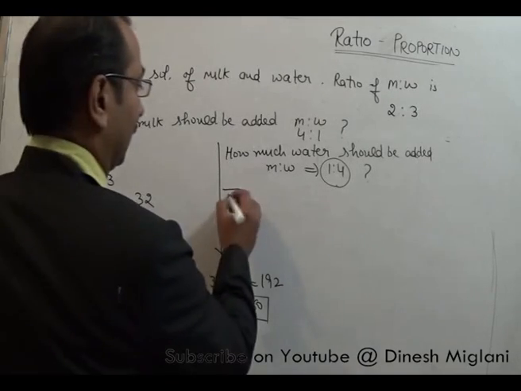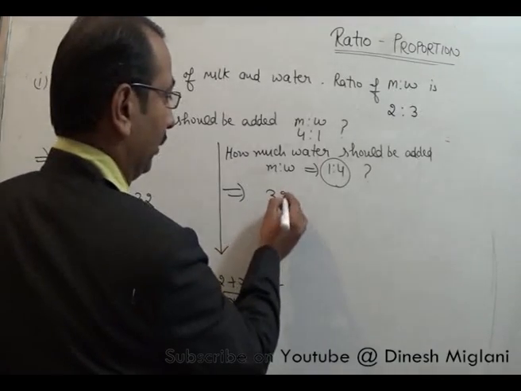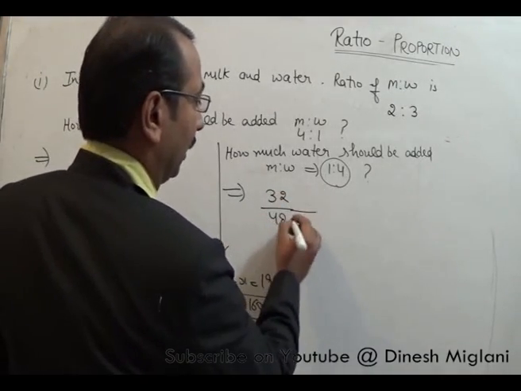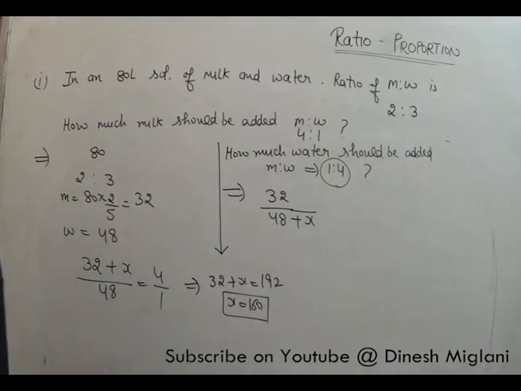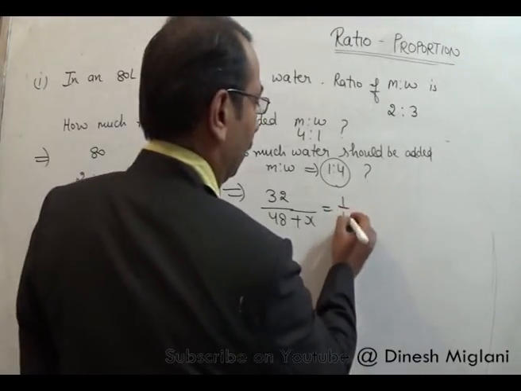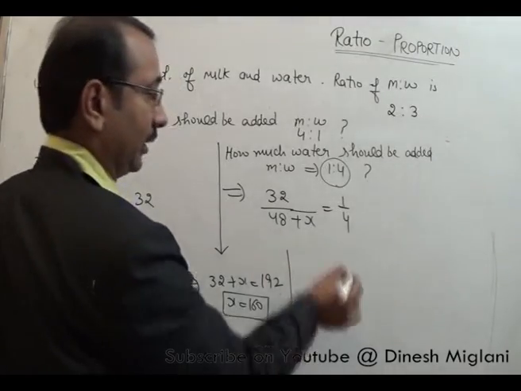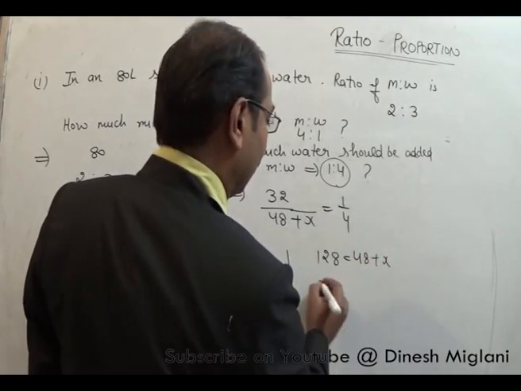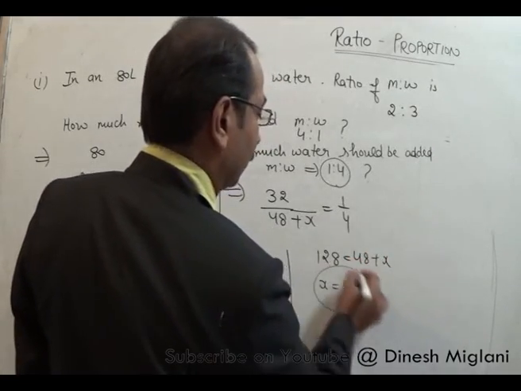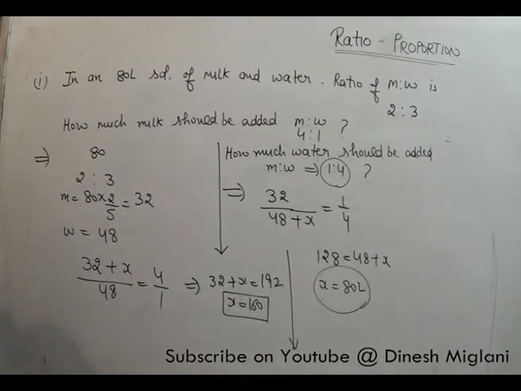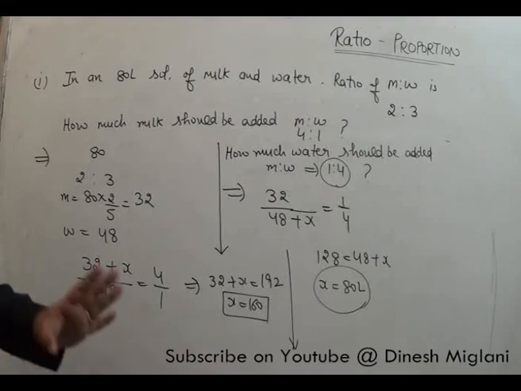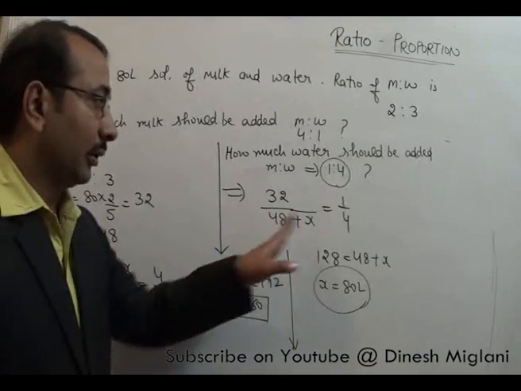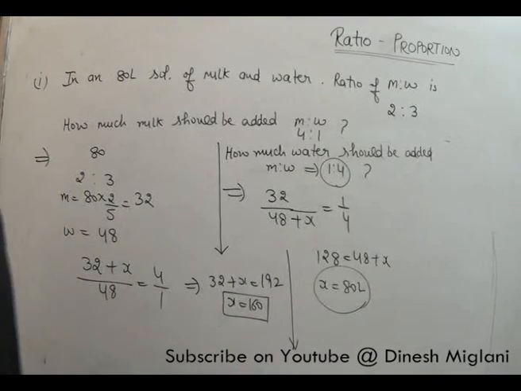How can we answer it? The first step will remain the same. Milk is 32 and water is 48. Now in this question, how much water should be added? So I will say x liters is added and my ratio becomes 1:4. I have to find the value of x. Just cross multiply. 128 equal to 48 plus x, or I can say x is equal to 80 liters. That becomes my answer. So 80 liters of water should be added so that the ratio of milk to water becomes 1:4. In terms of ratio, we always have to take care of this is milk and this is water. I can just solve it and my answer is there.